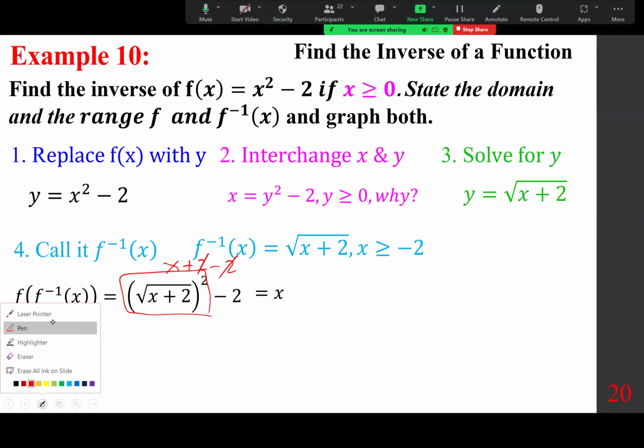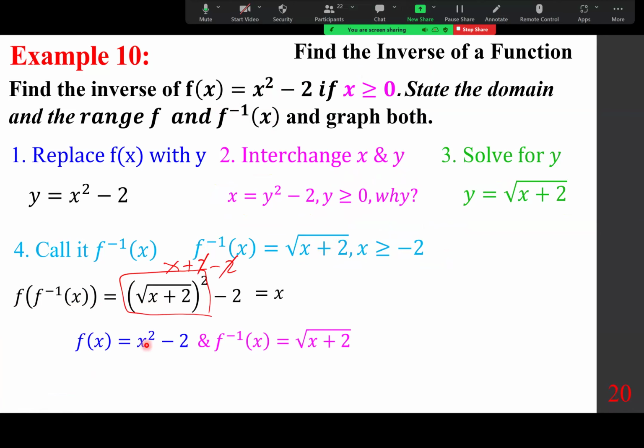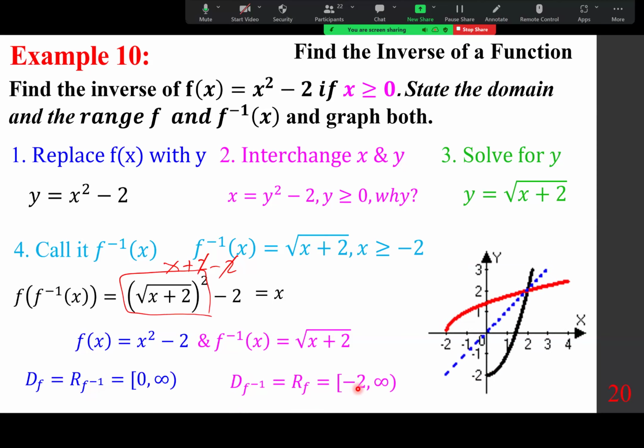And so what I just mentioned before, I'm going to write it here. When f of x is x squared minus 2 and f inverse of x is the square root of x plus 2, domain of f is range of f inverse, 0 to infinity, and domain of f inverse is range of f, negative 2 to infinity. And so if you graph, remember, this was a parabola, and we just got rid of the left half, and we have the right half.